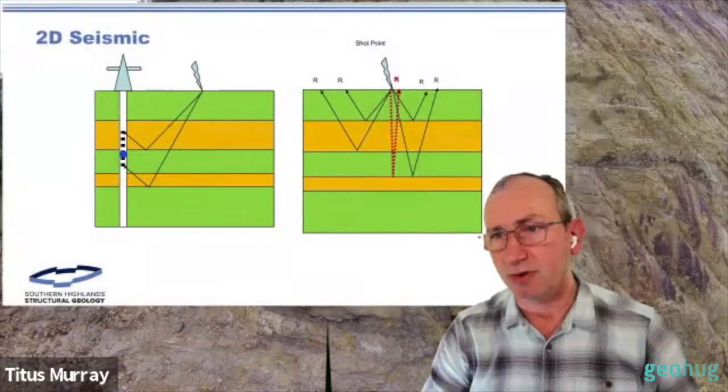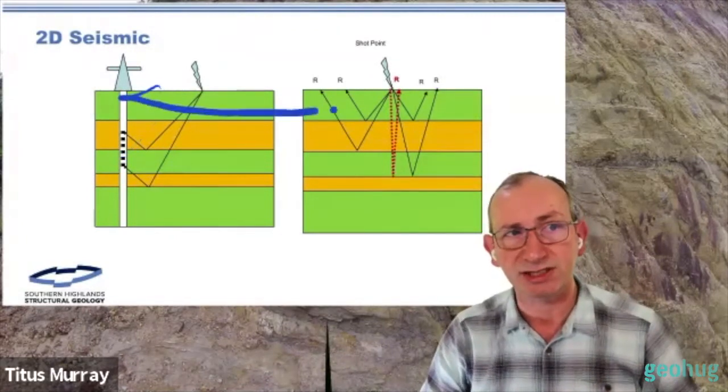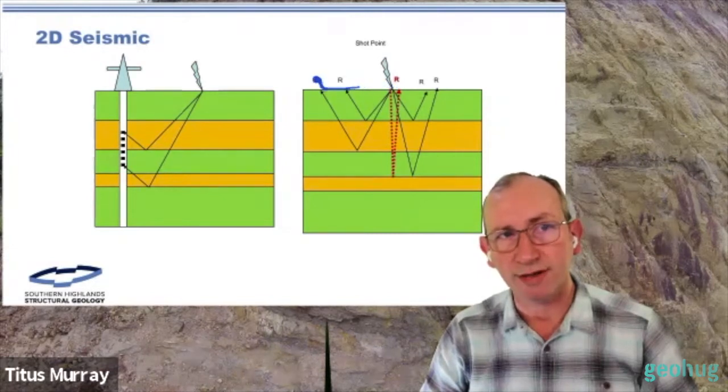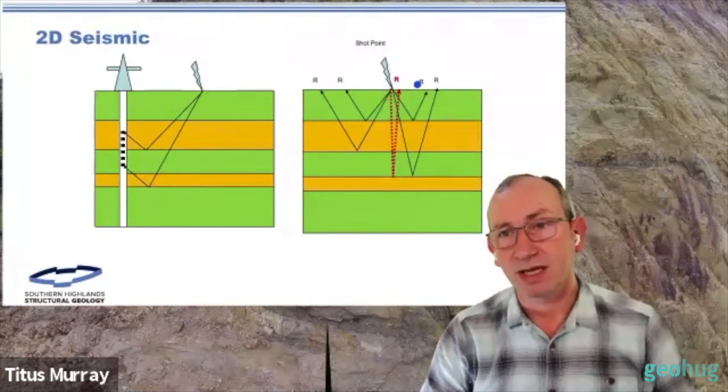More commonly, the ones that I end up spending a lot of time on, especially long regional ones, are 2D seismic sections. And there we have a source moving along the line with a whole set of receivers spread around. So the source will leapfrog along. And that's the most common one.